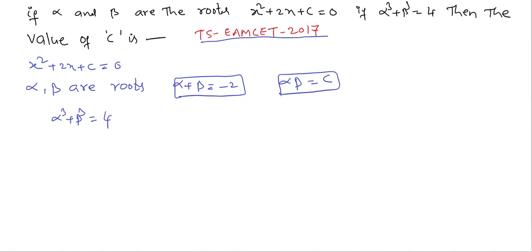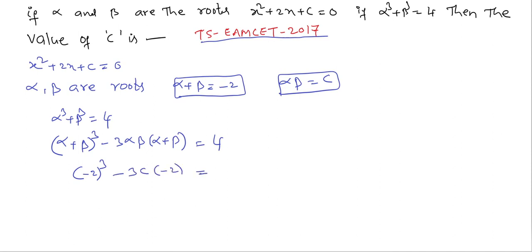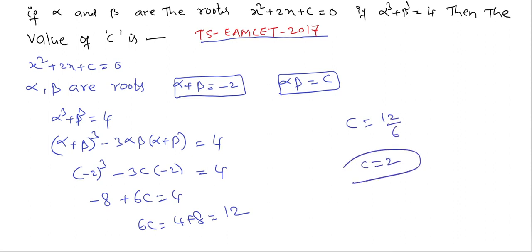The given relation is alpha³ + beta³ = 4. Alpha³ + beta³ = (alpha + beta)³ - 3 alpha beta (alpha + beta) = 4. Substituting these values, (-2)³ - 3c(-2) = 4. (-2)³ is -8, so -8 + 6c = 4. 6c = 4 + 8 = 12, so c = 12/6. The value of c is 2.